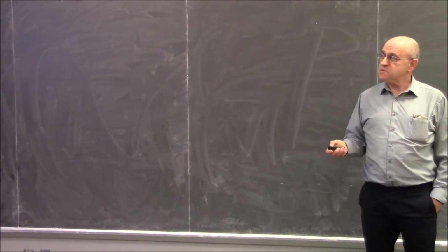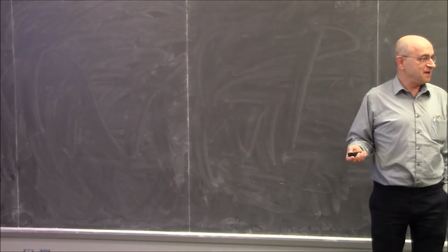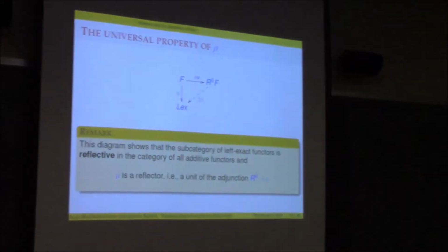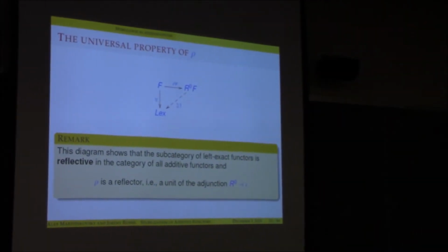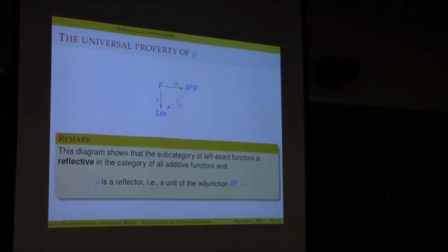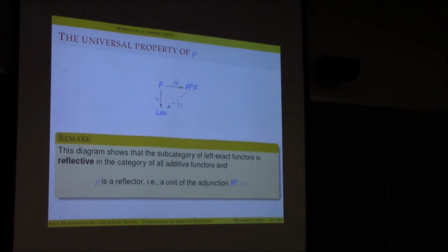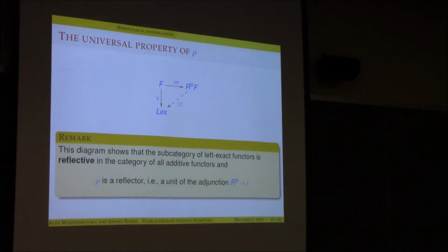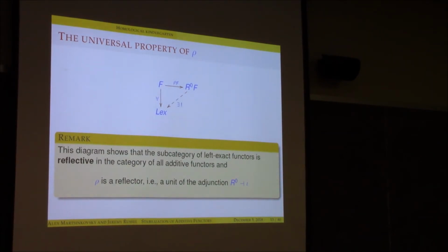Similarly, we have a universal property of the R^i. So the subcategory of left exact functors is reflective in the category of additive functors, and R0 serves as the reflector. So what is R0? R0 is the reflector. So what's the right exact functor? It's the value. What's the zeroth right derived functor? It's the value of the reflector on the functor.